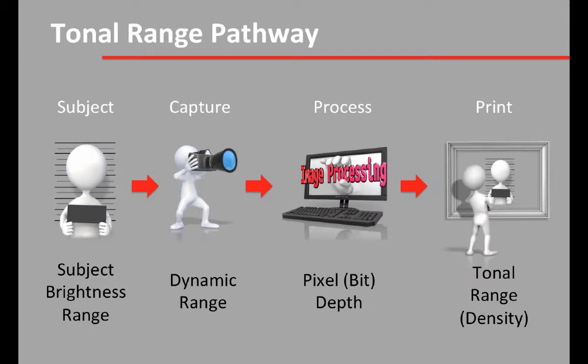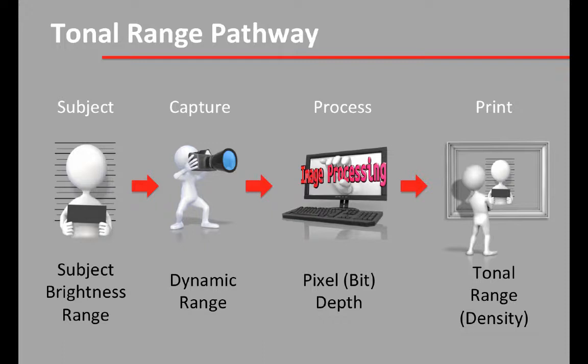Okay, what I've tried to do here is put all that information together in a pathway for you, a tonal range pathway. So our subject is controlled by the subject brightness range. The camera has limitations in the dynamic range. Our processing, whether it's in the capture or the image processing, the raw file, is captured in the bit depth, which is our tonal range in our digital image. And then the print quality is determined by the tonal range or density range of the actual print.